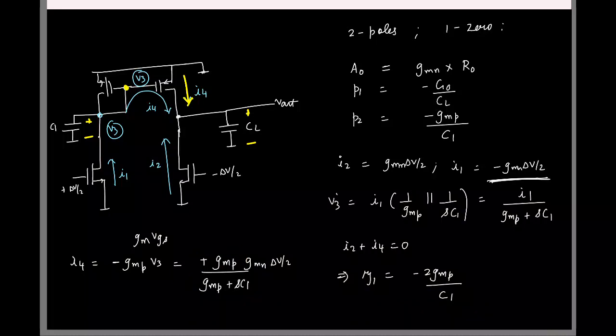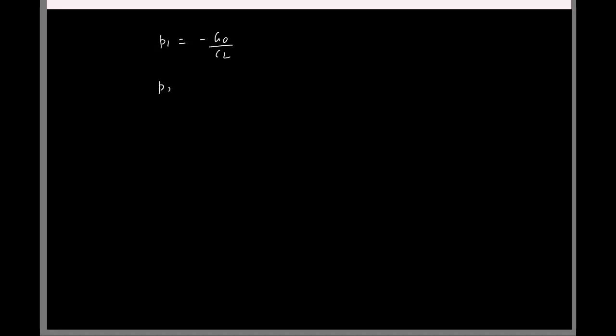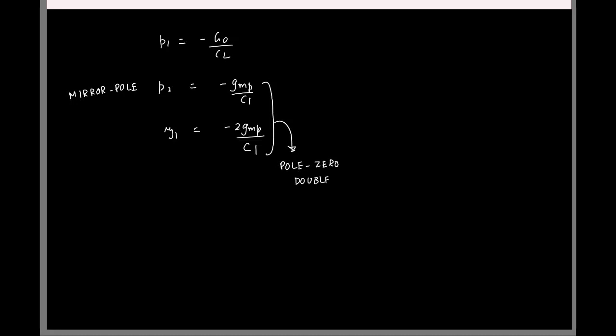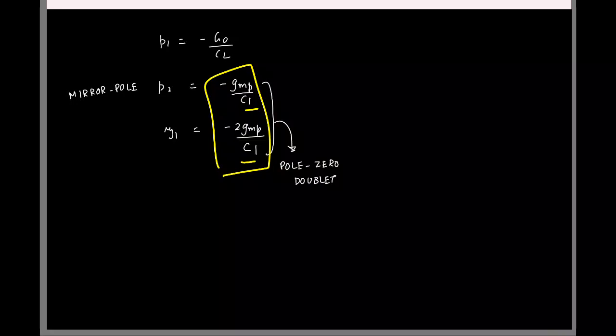Right, so now we have everything, so let me write it separately. I have a pole at minus G0 by CL. I have one more pole at minus GMP by C1. I had a 0 at minus 2 GMP by C1. Usually this is also called the mirror pole, because it comes due to the PMOS current mirror we had, and these two together are called the pole 0 doublet. Because the same capacitance gives rise to both the pole and the 0, and look at their locations, right? They are actually very close by.